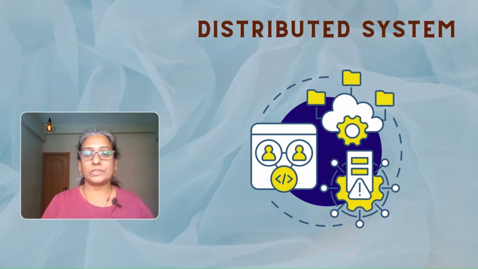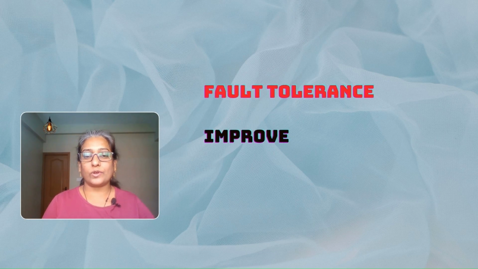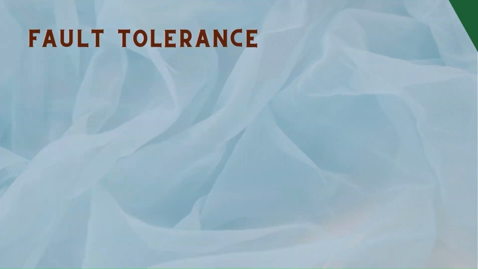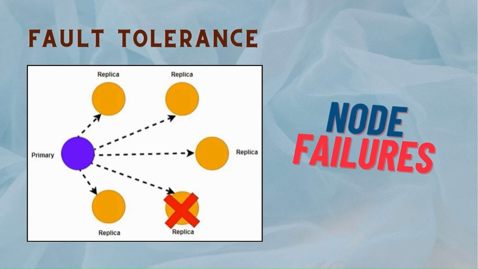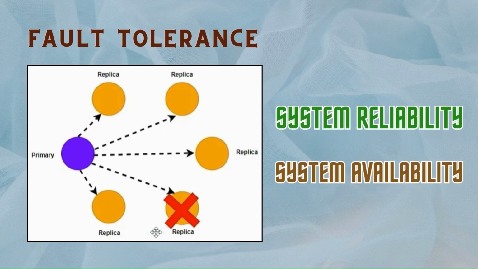Replication in distributed systems is all about creating and maintaining copies of data and resources across multiple nodes. Doing so enhances fault tolerance, improves performance, and boosts scalability. Let's understand what each of these mean. By replicating data across multiple nodes, systems can withstand individual node failures. This improves overall system reliability and availability even in the face of node failures.